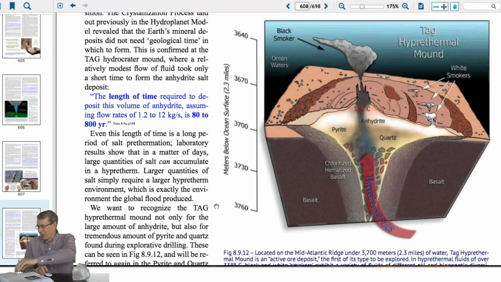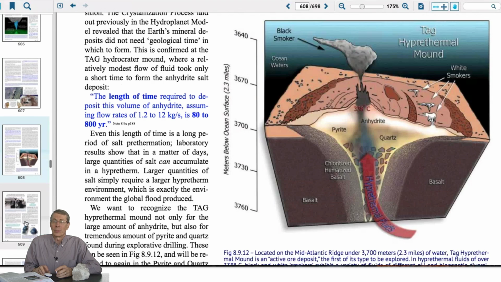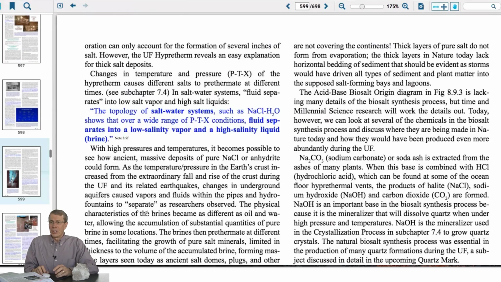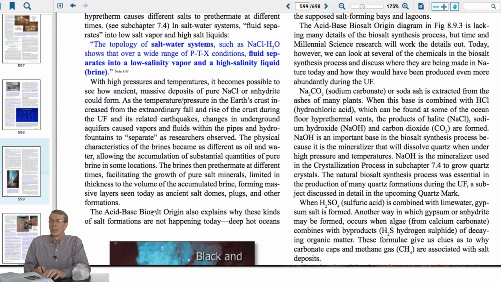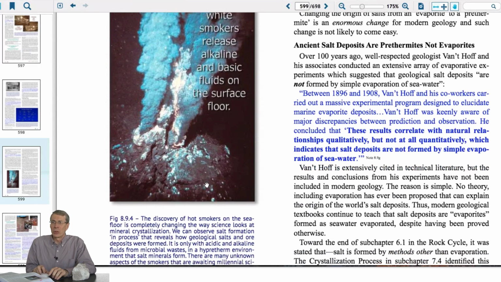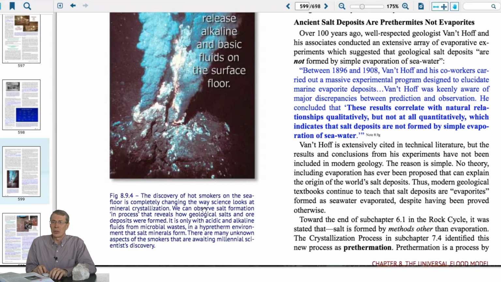Well, this is how it happens. Let's pop back over here, page 599. Right here, this is a black smoker, and there's also white smokers on the bottom of the ocean floor. And this is a picture of an actual one releasing its fluids. Okay? And the discovery of hot smokers on the seafloor is completely changing the way science looks at mineral crystallization. We can observe salt formation in process that reveals how geological salts and ore deposits were formed.